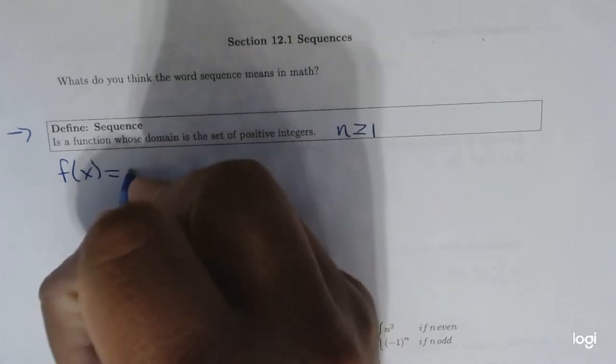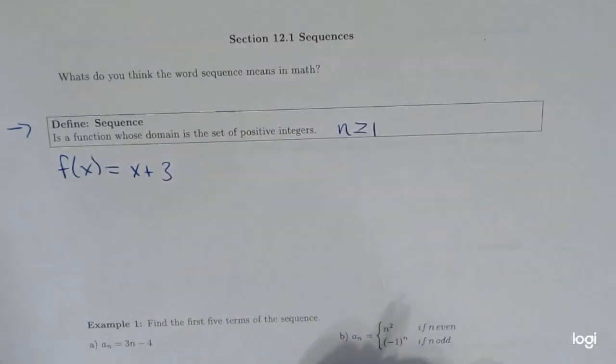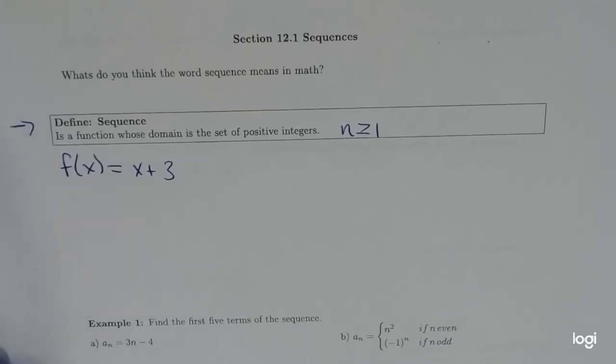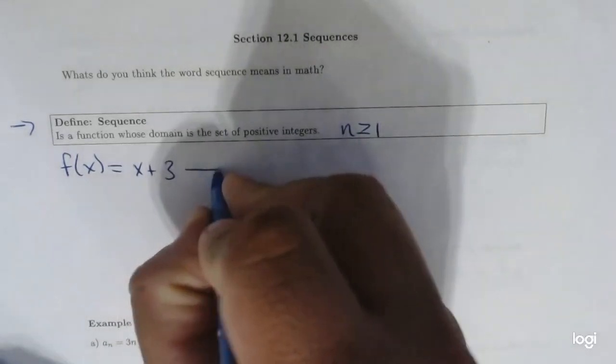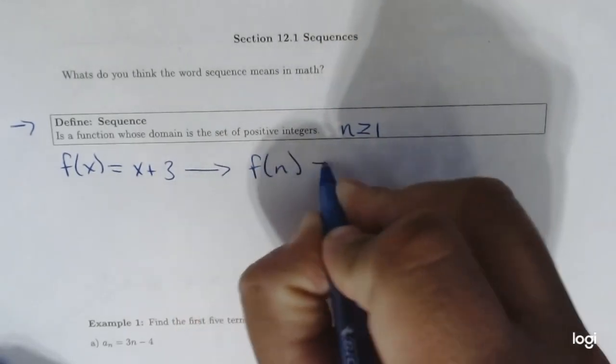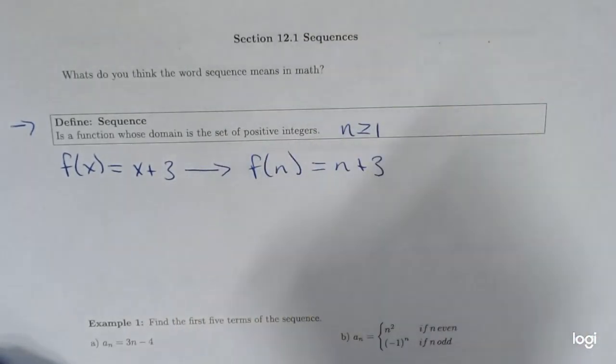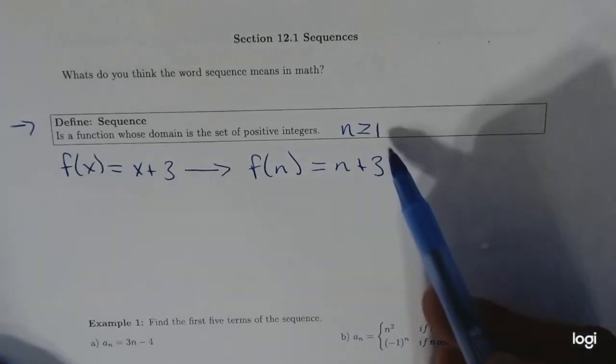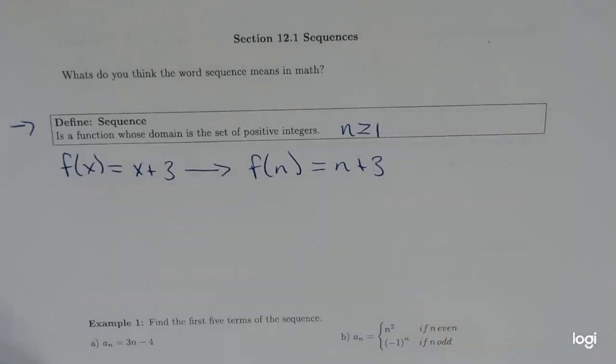Let's suppose that we have this function here, f of x equals 3x plus x plus 3. Now, to convert this into sequence notation, all we're going to do is, instead of x, write it in terms of n. So it's going to look like this now, where again n is from 1 to infinity. It's not negative.